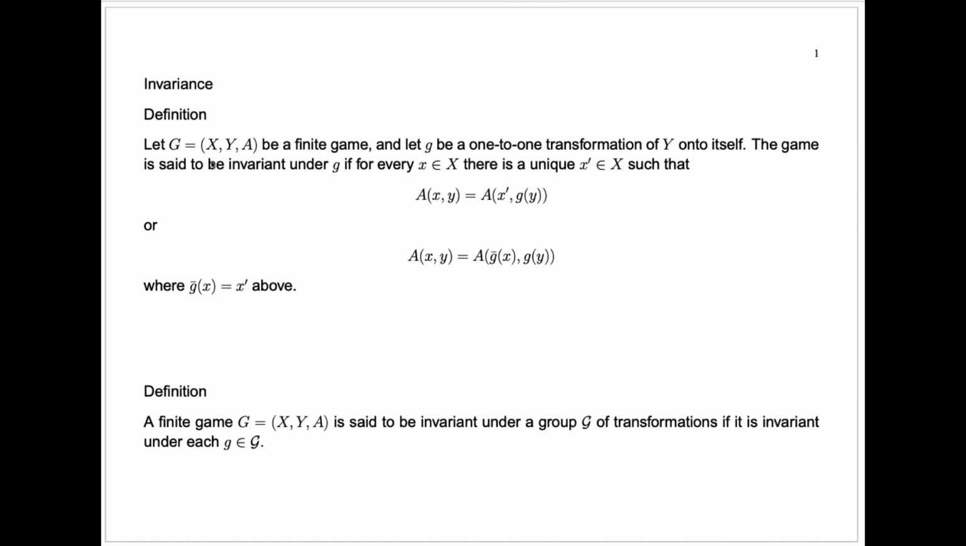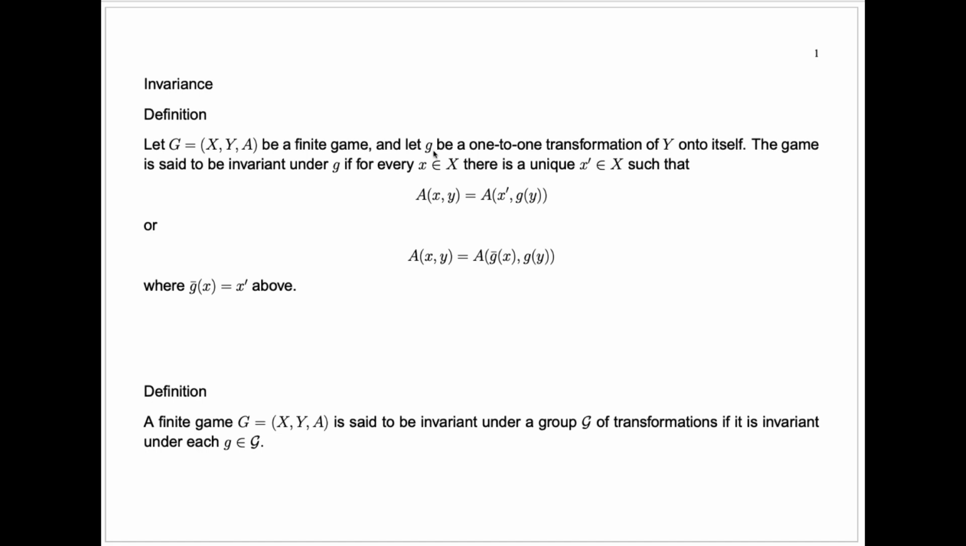So let's start with a finite game G, which consists of X, Y, and A. X is the set of strategies for player 1. These are the pure strategies for player 1. Y is a set of pure strategies for player 2. And A is the game matrix. That's a function which tells you for a particular choice from X for player 1 and from Y for player 2, A of XY tells you the return. That's always the amount paid from player 2 to player 1.